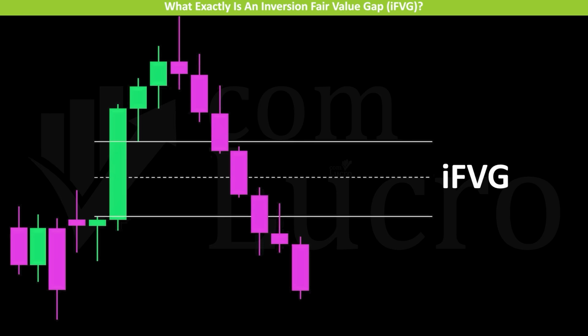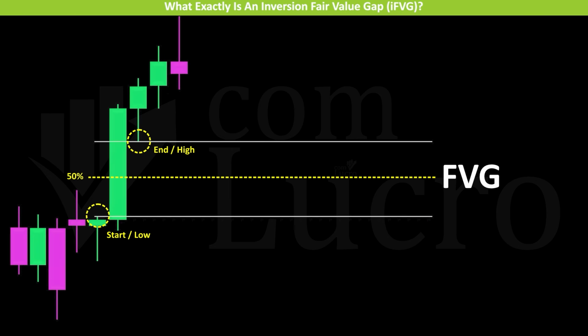To mark the midpoint manually, simply measure the range of the gap from its low to its high and identify the 50% level directly on your chart without relying on any indicator.